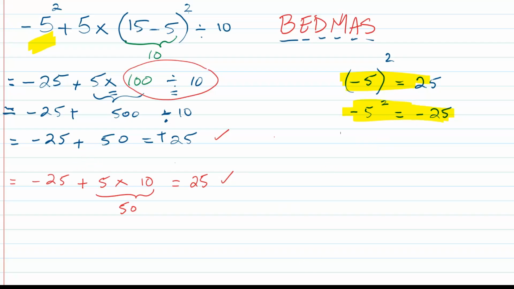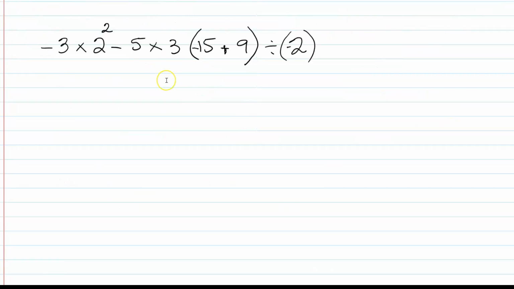All right, here's another question. Okay, BEDMAS again. We're going to follow the BEDMAS rule. We've got a bracket, we have two brackets, we have a couple of negative numbers, we have a squared here.